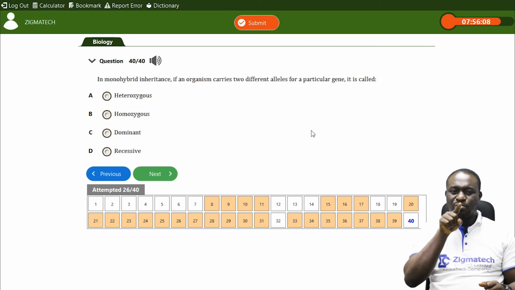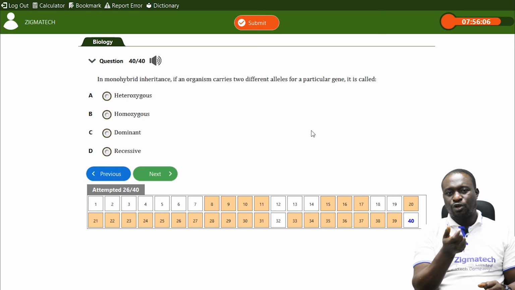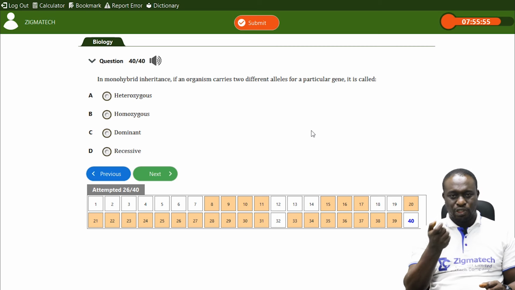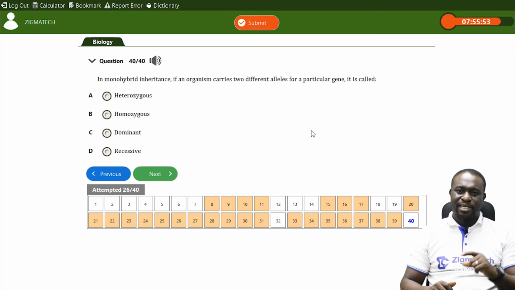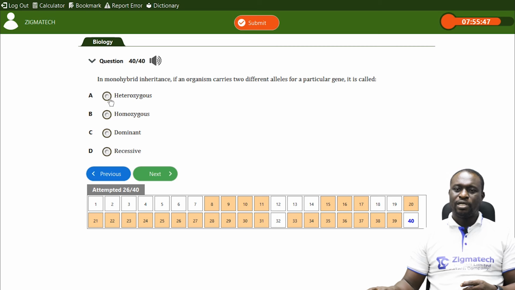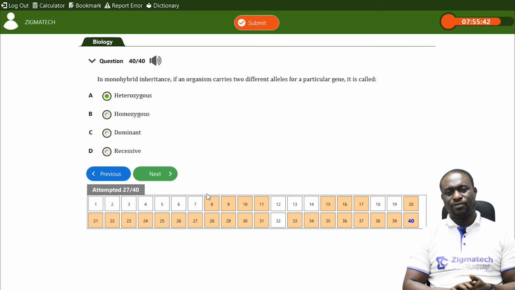Then I can also have small t, small t. This is also two of the same genes in the alleles, or two alleles that are the same. So when they are the same, it is called homozygous. When they are different, it is called heterozygous. Now, as the question implies, the correct answer is option A, which is heterozygous, okay?